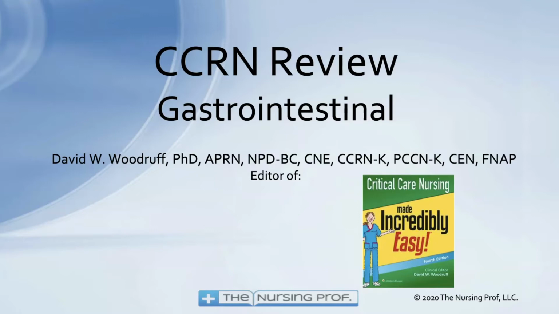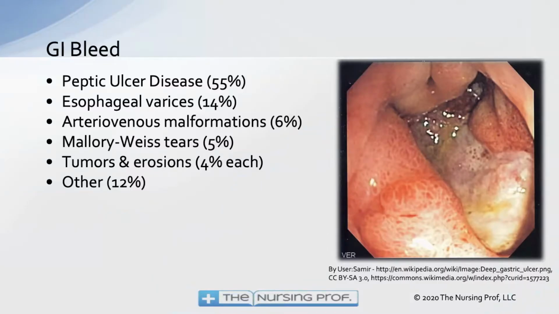This is the gastrointestinal section. So in the GI section here, there's a number of different disease processes that we need to take a look at that are on the test map. So let's go ahead and get moving right into the first one, which is GI bleed.